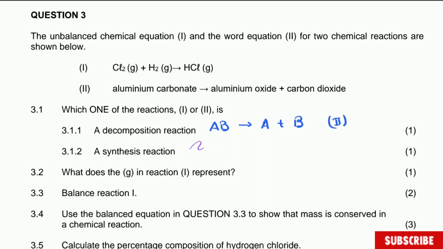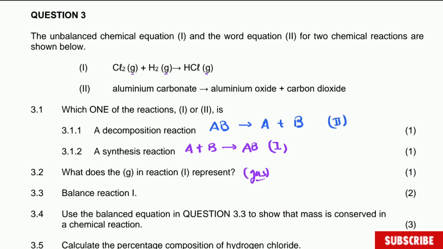And then remember, a synthesis reaction is when you have two compounds or two substances, for instance A and B, and then you form one AB. That is a synthesis, and in this case the reaction is reaction 1. Very simple. Okay, what does G in reaction 1 represent? And that is very simple. G represents gas. That is the state of matter.